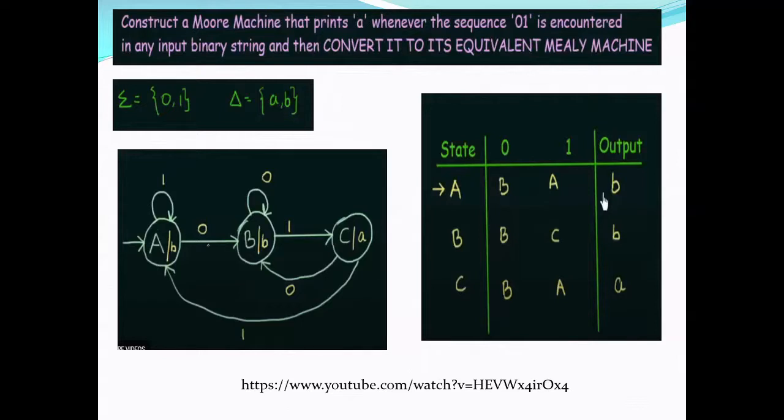Now look at this, how it has been written. Whenever there is a 01, we are getting A. If there is no 01, then you get B. Right? 01, then 01, and so on.